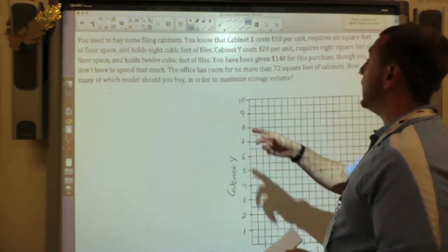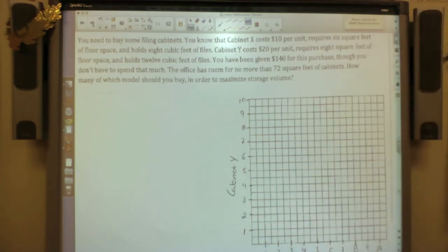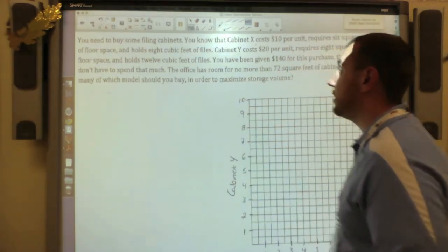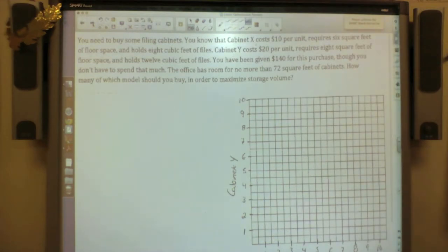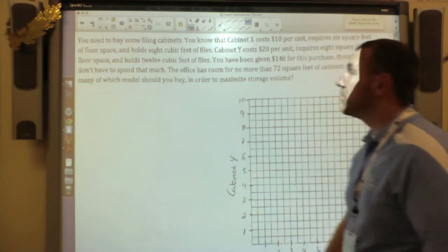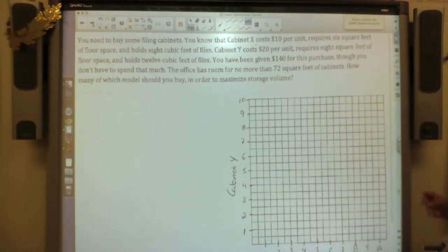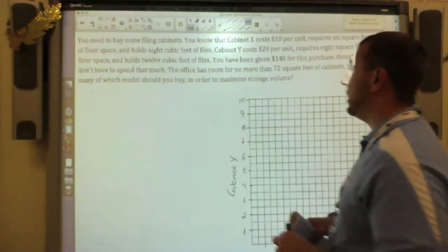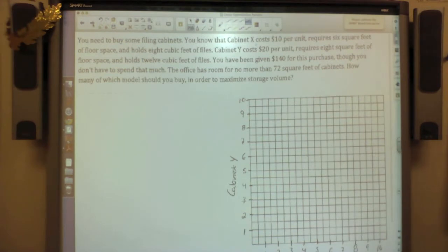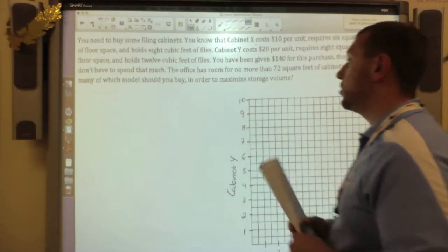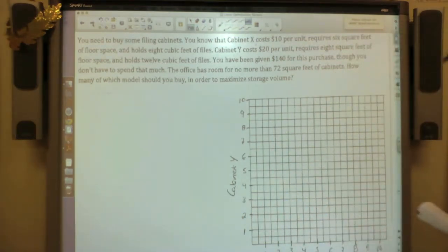You know that cabinet X costs $10 per unit, requires 6 square feet of floor space, and holds 8 cubic feet of files. Cabinet Y contains $20 per unit, requires 8 square feet of floor space, and holds 12 cubic feet of files. You have been given $140 for this purchase, though you don't have to spend that much. The office has room for no more than 72 square feet of cabinets. How many of which model should you buy in order to maximize storage volume?